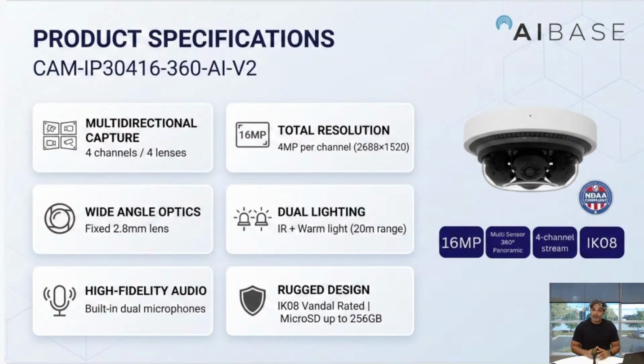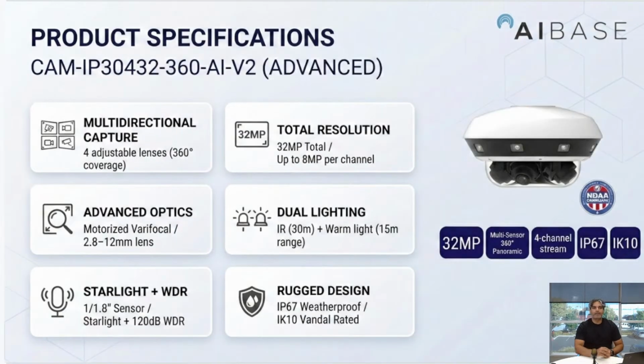It has built-in dual microphones, so you pick up clean and crisp audio. And it also has the ability to take 256 gigabytes worth of storage through a memory card if you want to use this camera on a standalone basis and you don't want to add it to an existing system or an NVR. But needless to say, these cameras can be added to AIBASE NVR, VMS, Web VMS, mobile app, what have you. It works seamlessly within our AIBASE ecosystem. So that was our core multi-directional solution. Let's look at the other model now.